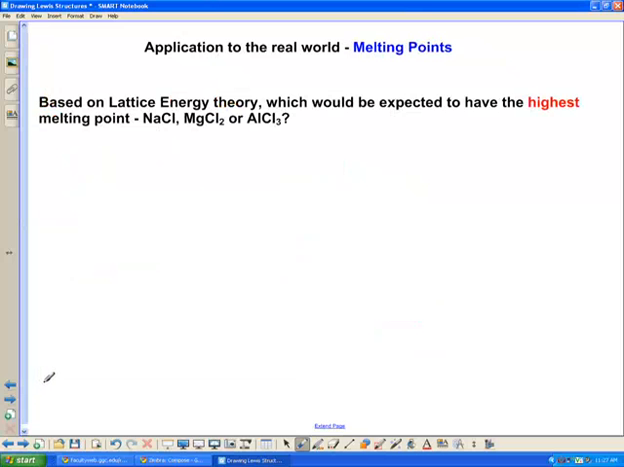Well, it says what I imagine you think it would mean. If these ions are held together the strongest, this is going to have the highest melting point. Then this, and then this. So you can see lattice energy has a direct correlation to melting point. Alright, so that's it about lattice energy. Thank you very much.